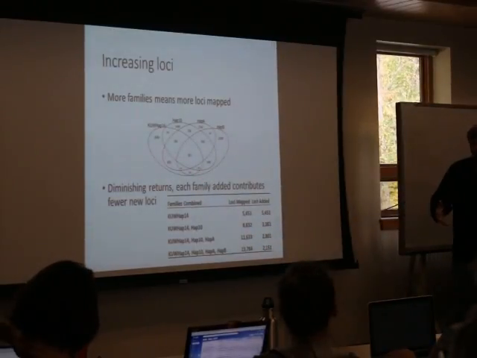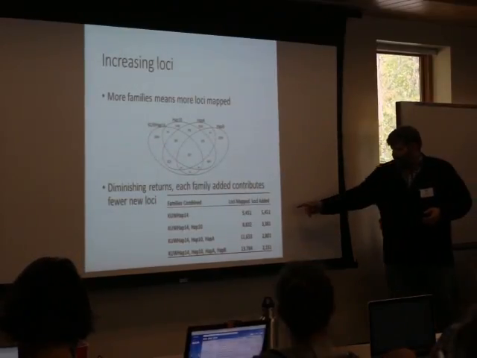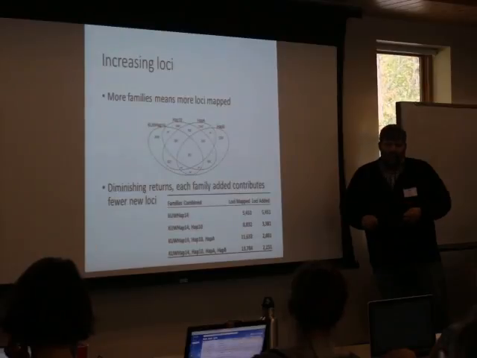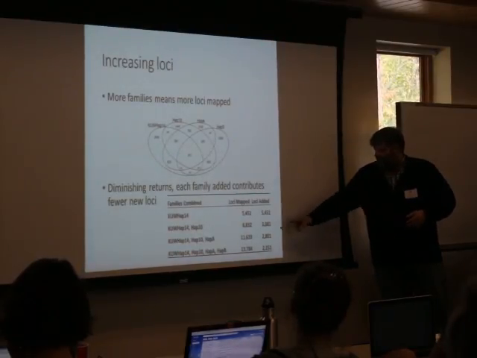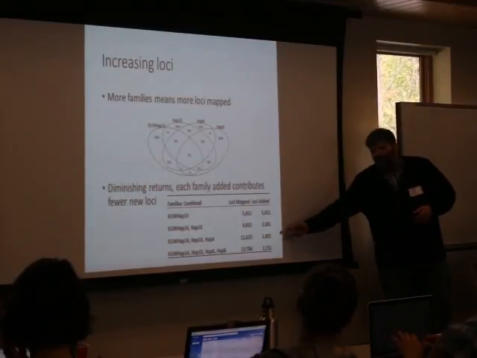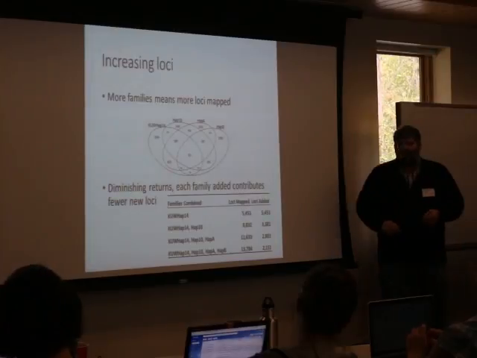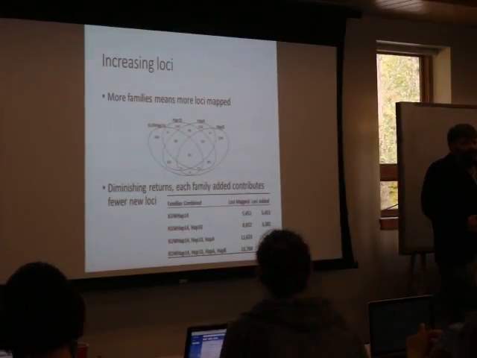As you combine more families, you get more loci on the map, but there is a diminishing return. So with our first family, we had 5,500 markers mapped to the map. We had our second family, there's only 3,400 additional markers. Our third has 2,800, and our fourth has about 2,000. So as you add more and more families, there's less of a return.